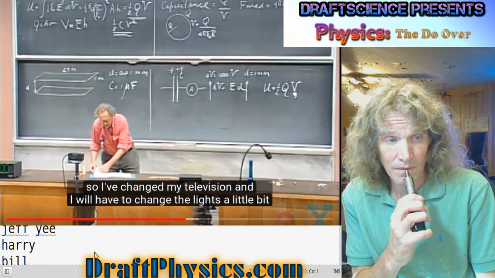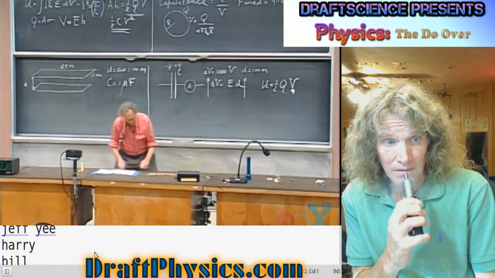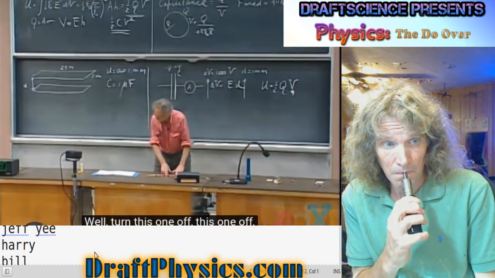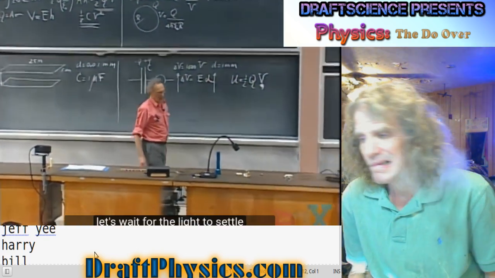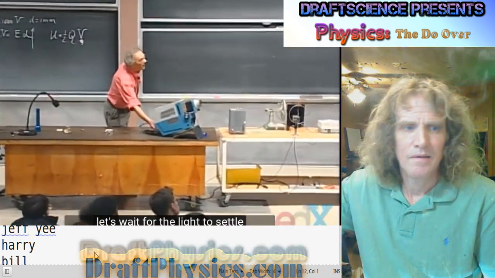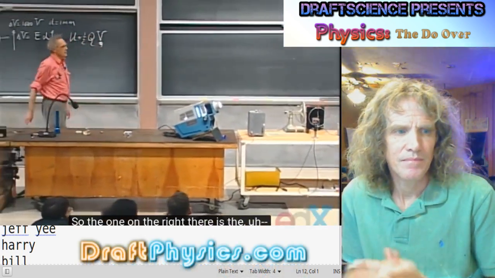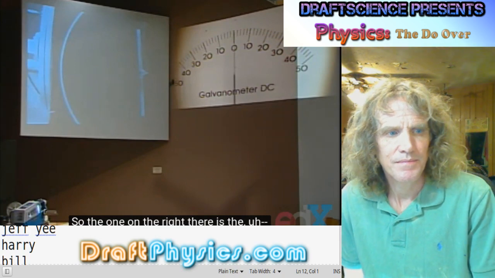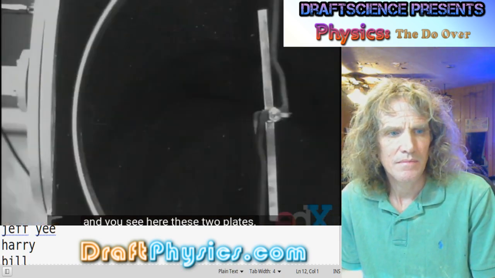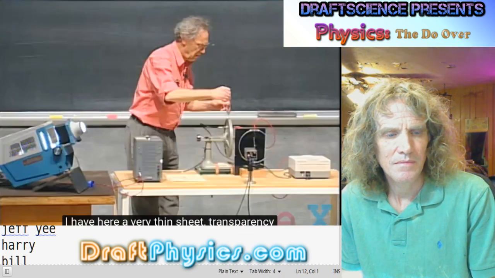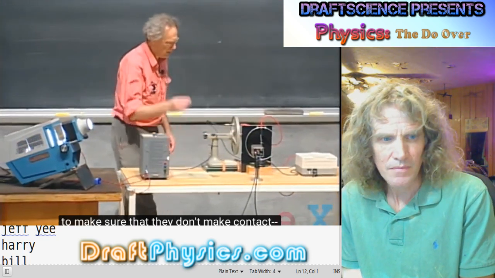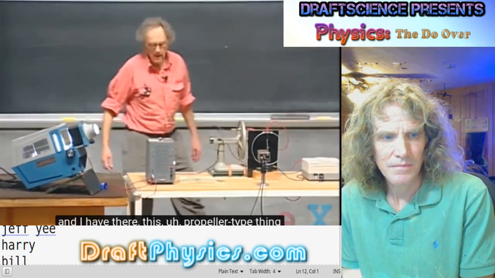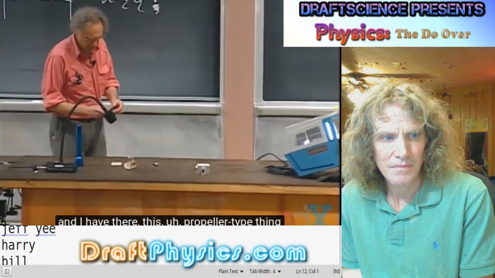Television, and I'll have to change the lights a little bit so that you can see that well. So this one off, and all dim. Let's wait for the light to settle, and we want also the current meter. So the one on the right there is the amp meter, the current meter, and you see here these two plates. They are separated now by about 1 millimeter. I have here a very thin sheet transparency which I can move in between to make sure that they don't make contact. And here is my power supply.